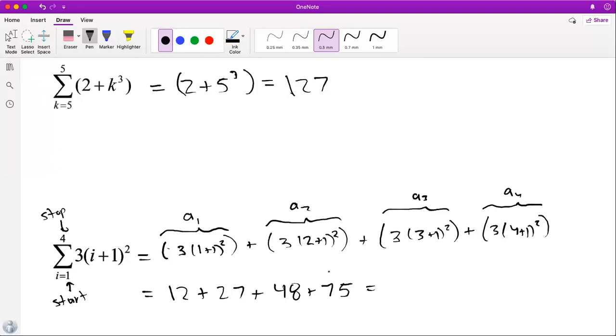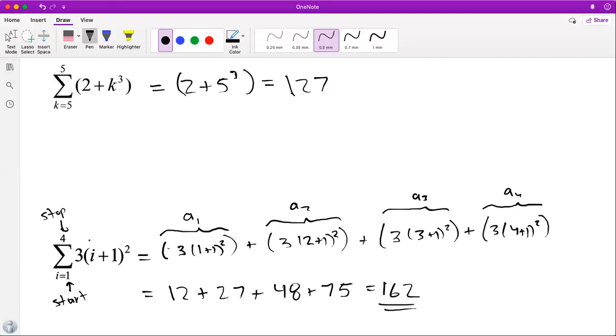And then you add all these up. 75 plus 48 plus 27 plus 12. 75 plus 48 is 123, 150, 162. So this expression is equal to the number 162. These sigmas, particularly when there are numbers in them like this, are always going to be equal to numbers. So that's basically what we do.